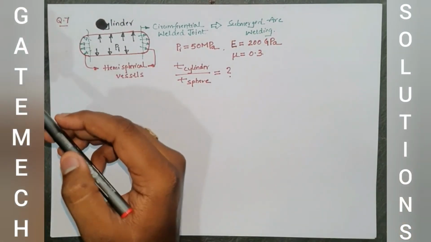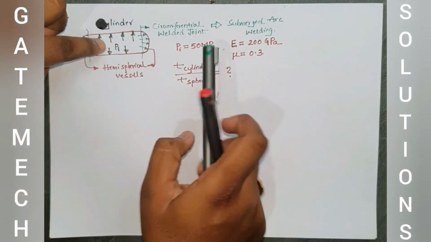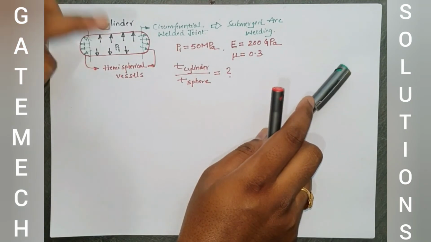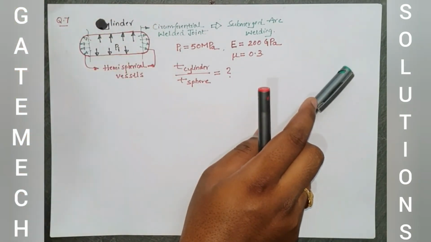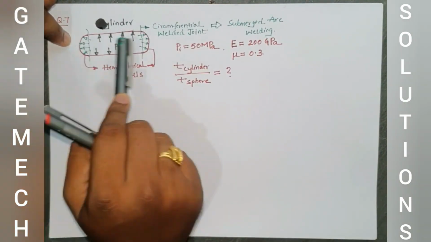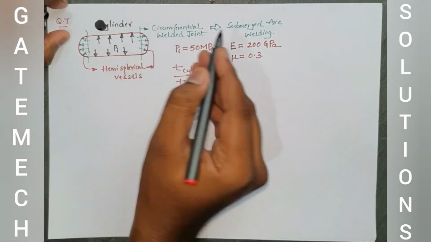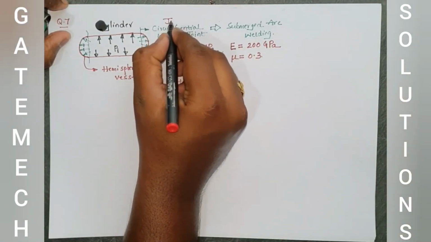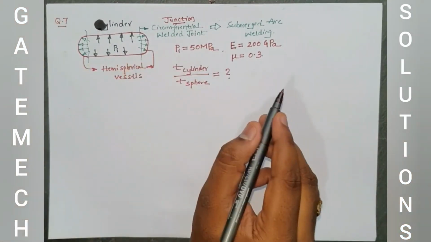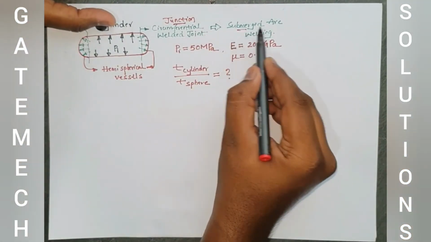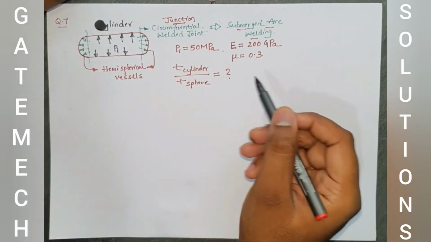Again I am telling, there is a cylinder initially. Inside the cylinder there is a fluid which is under pressure 50 megapascal. So we already know pressure force is perpendicular to the curved surface. The sides of the cylinder are closed by hemispherical vessels. So these two are connected by a circumferential welded joint. This can also be called a junction, the junction point between cylinder and sphere. From an interview point of view, this point you need to remember. This circumferential joint is done by submerged arc welding.